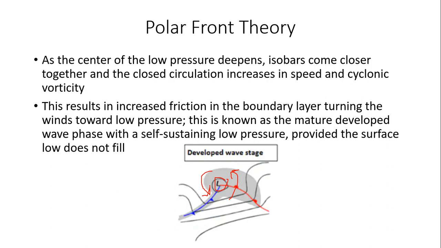It's a mature developed wave phase with a self-sustaining low pressure system now in place, provided that eventually that surface low does not fill, but it's going to. There are braking mechanisms associated with these low pressure systems. And all a braking mechanism is nature's way to balance the strengthening of a low pressure system. It's weakening factors. Friction is one of those braking mechanisms. As the winds increase, eventually the friction increases so much that it actually causes the central pressure to increase at the center of the low.